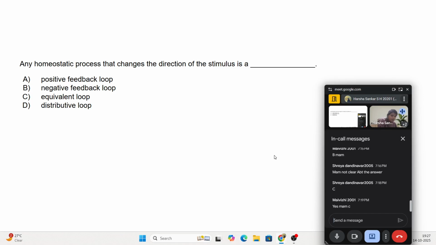Any homeostatic process that changes the direction of the stimulus is. What is the correct answer? Okay, maybe both are there. Thank you. Yes, the correct answer is negative feedback loop. I don't think I have to explain more. Remember, opposite direction means negative feedback.